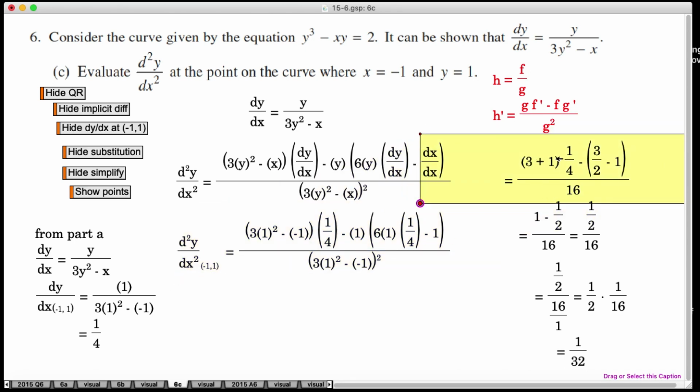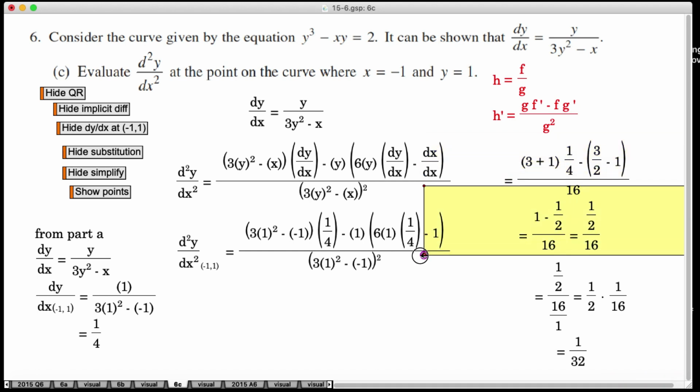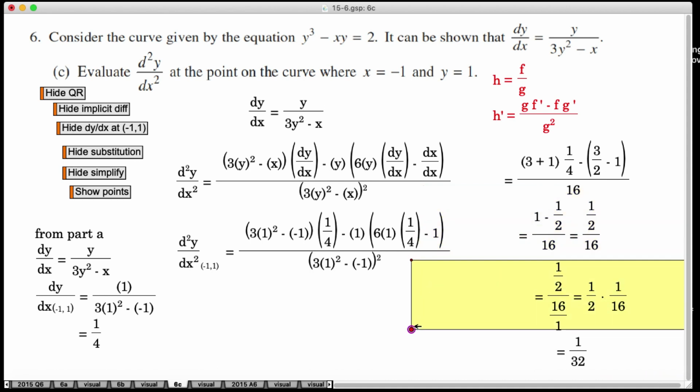So this is going to be 4 times a quarter, which is 1, minus, this is 3 halves minus 1, which is 1/2. So now I have over 16, and 1 minus a half is a half over 16. Now what I'm doing is I'm just rewriting this because people a lot of times make a mistake on this also. This is a half divided by 16, which is the same as 16 over 1. So if you make this mistake, do this. And when you get the idea, then you don't have to do this anymore.